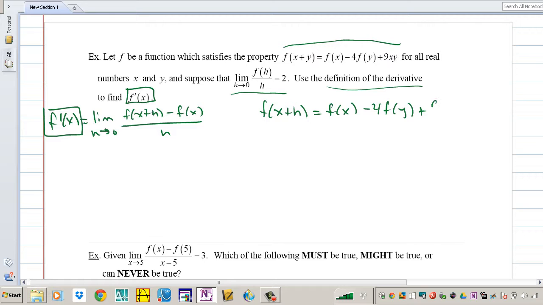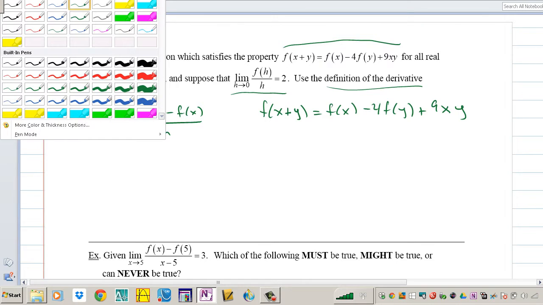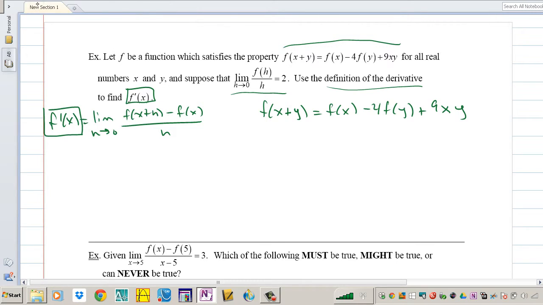Now if you notice, my equation has x's and y's, but I need to somehow use the derivative definition which contains an h. Oh, I messed up right here. So here I put plus h. It's supposed to be a plus y. Now I'm going to make a statement here that's going to help me solve this problem. In mathematics, you have to think outside the box, and this is what I'm going to do. I'm going to say that let h equal y.